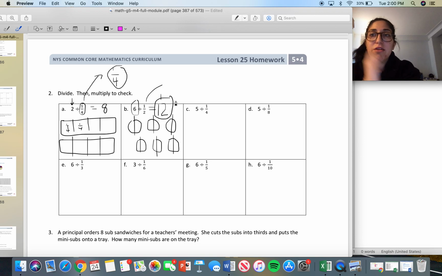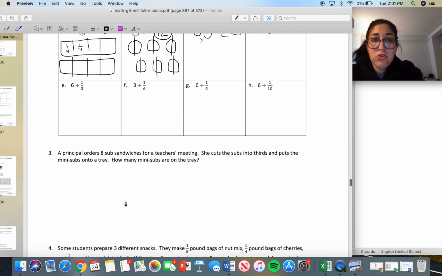This brings us back to what Danya had shared with us in class, when she said that what she noticed is if you take the original number, the whole number, and you multiply it by the denominator, you'll get your answer. So here 6 times 2 is 12, 2 times 4 is 8. So here if I had 5 times 4, it would be 20, right? And so on and so forth.